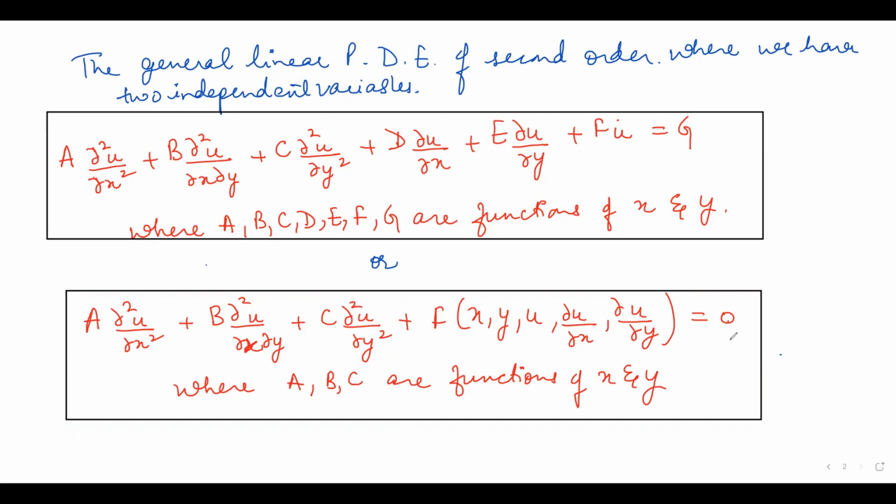Now, our main aim is to classify them into parabolic, elliptic, and hyperbolic. You can take either of the equations, because here we'll only consider the coefficients a, b, and c. We are not concerned with d, e, f, g in the first equation, or with the function that we have written. We don't need this. So let me do the classification.